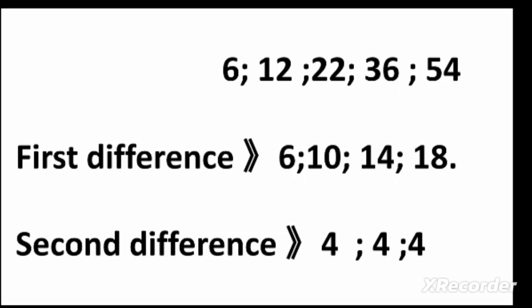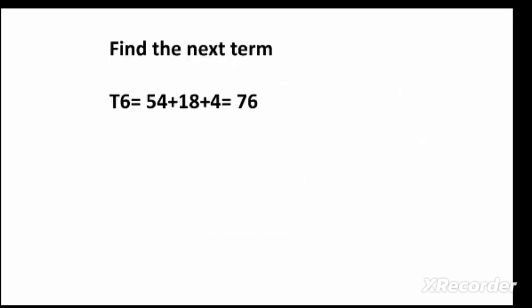So the minute you see a sequence and you try to find the differences and they're not the same, try to find the differences of that first difference. And if you find a common difference, that is a quadratic sequence. They might ask you to find the next term after 54. What are you going to do? You're going to say 54 plus 18 plus 4, and then you get the next term, which is 76.